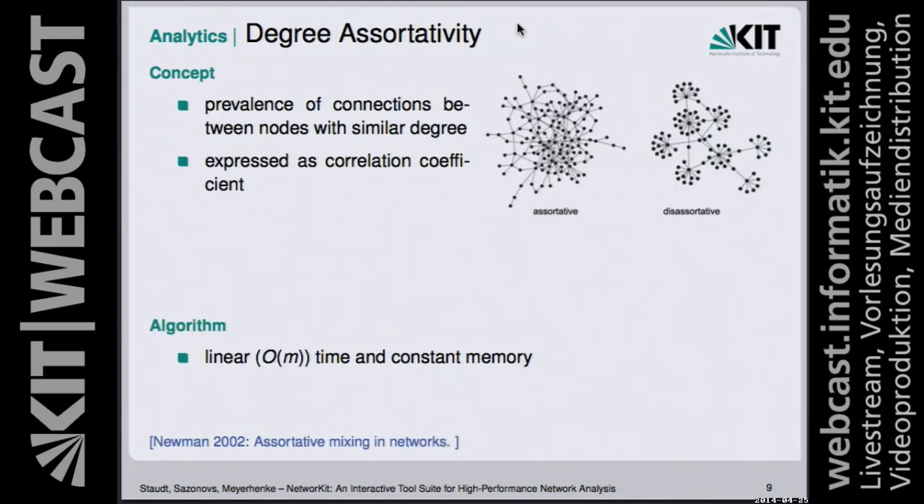Another property of the node degrees is the degree assortativity. It's a complicated term for a simple concept. In an assortative network, high degree nodes tend to connect to high degree nodes, and low degree nodes tend to connect to low degree nodes. And if the network is disassortative, then the opposite is the case. So this can be expressed as a correlation coefficient, and NetworKit provides a function for calculating this in linear time and using only constant memory.